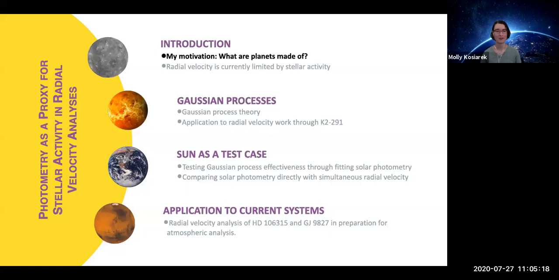Afterwards, I will describe using solar data to test the effectiveness of this method through investigating the stability of solar photometry and examining the similarities between activity signals in photometry and radial velocity data. And then lastly, we'll end with my current work detailing 2 additional exoplanet examples, one benefiting from a Gaussian process and one that doesn't.